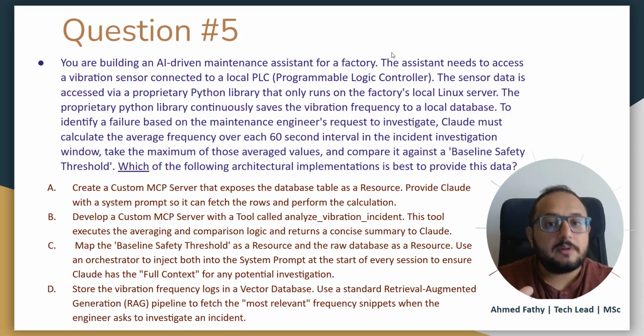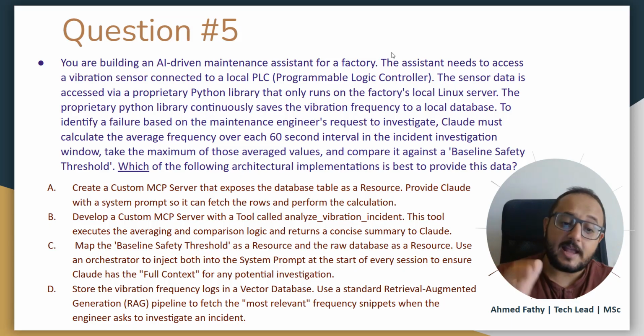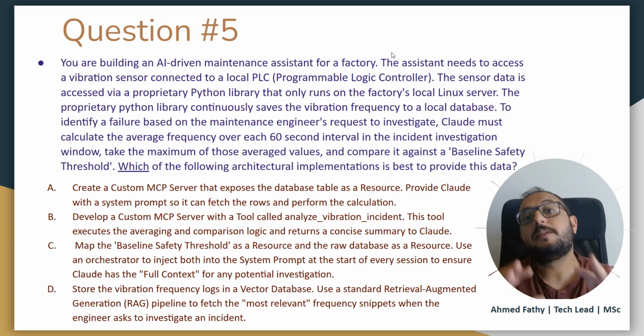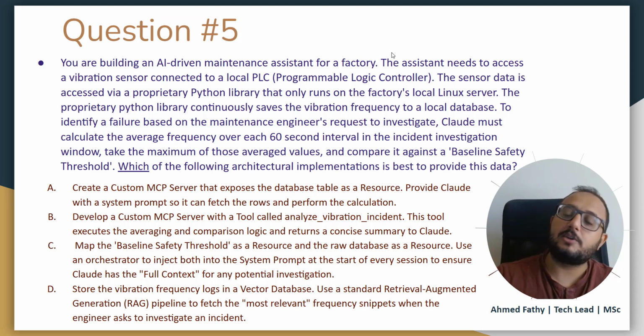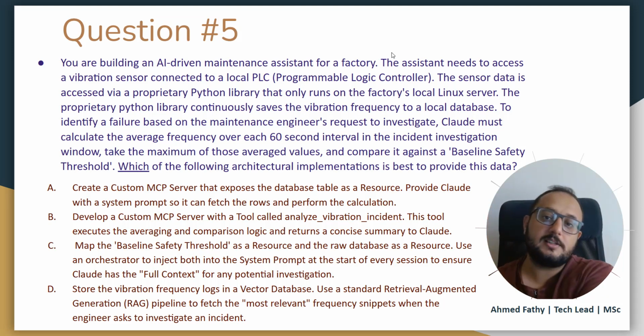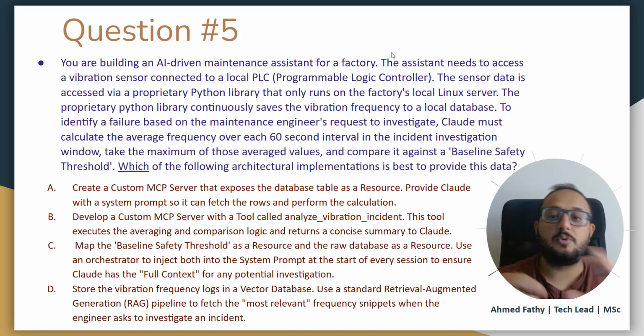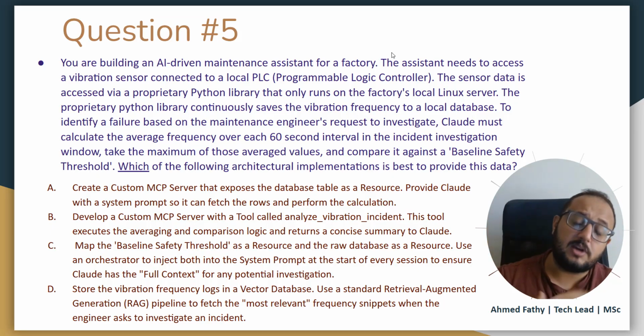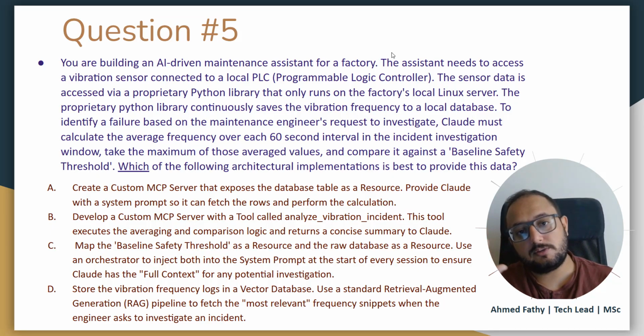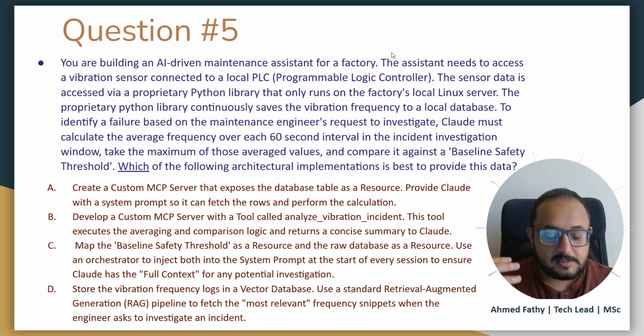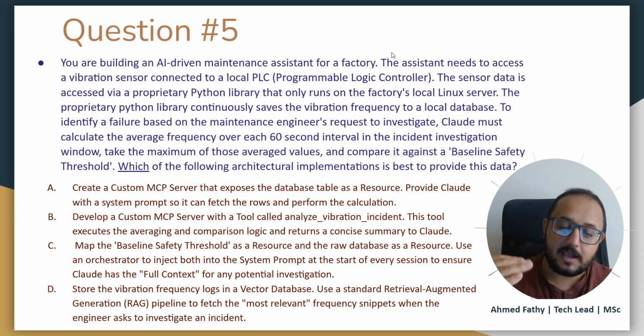Why? Because we are performing an action on some database entries. We talked about resources versus tools before, and in general you create a tool if you would like to perform an actual action, and in this case the action is some transformation of the data of the database. So you retrieve the data, you run this averaging process over windows, and then take a maximum and compare to a baseline. All of those are actions. You are not just reading database entries, right? So this is why you use tools and not resources. This clarifies between A and B.